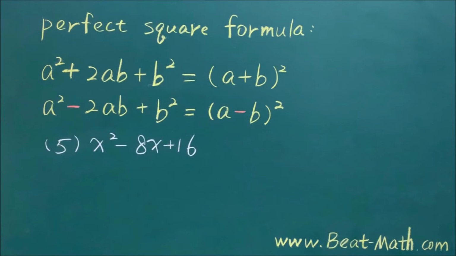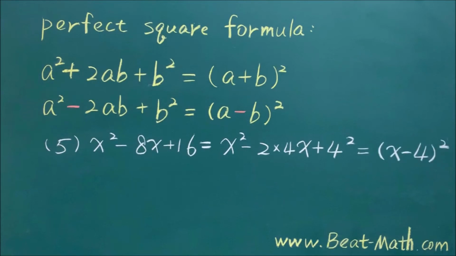X squared minus 8x plus 16. 16 is the square of 4. 8x equals 2 times 4 times x. So we can directly apply the perfect square formula to get the result. The quantity of x minus 4 squared. Okay, let's try one more complicated example.